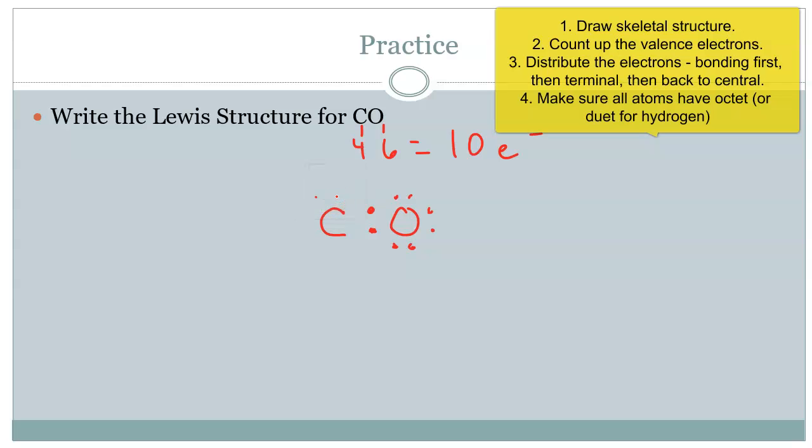Now, the next step after we've distributed all the electrons is to make sure that everything has a stable octet. In this example, oxygen does have a stable octet, but carbon does not. And so what we need to do next is move some of these lone pairs into the middle. So if we take this bottom pair of electrons and move it into the middle, that gives us 2 more in the middle.